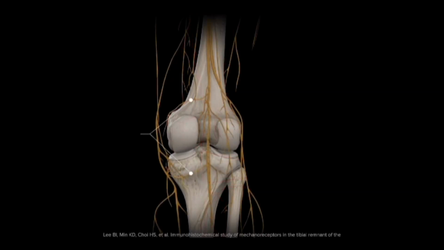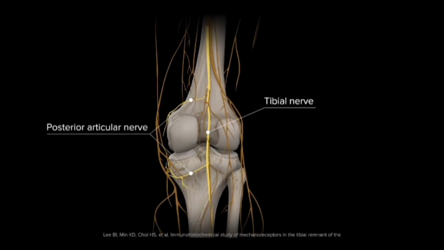Innervation occurs from the posterior articular nerve, which branches off the tibial nerve. Histologic studies show evidence of Golgi body receptors in ACL tissue at the ligament's insertion.